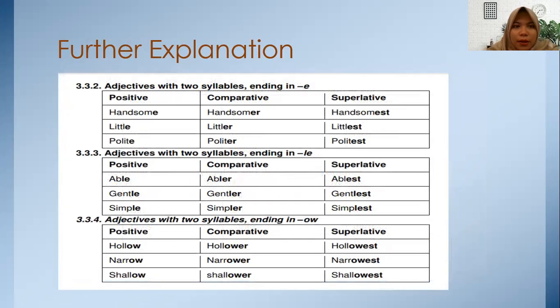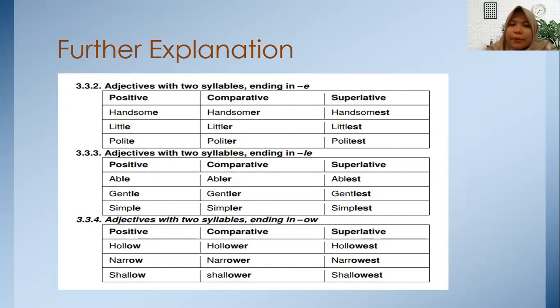So after that, if you found 2 syllables with the ending e, you do not need to use more before the adjective, but you can directly add er. So handsome, handsomer, handsomest, little, littler, littlest, polite, politer, politest.